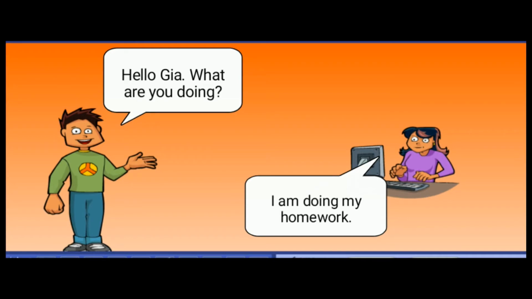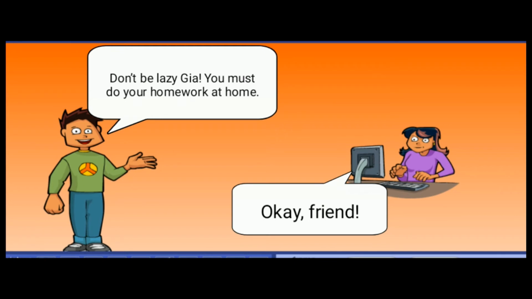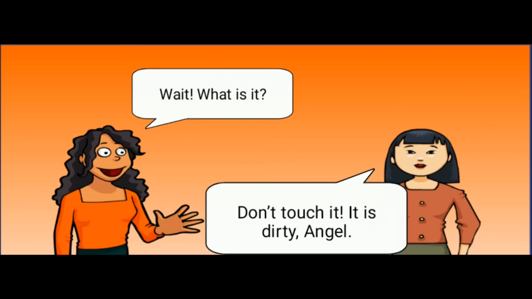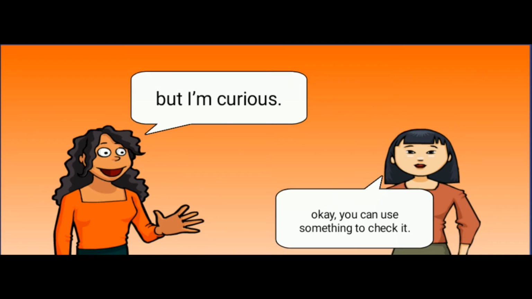Prohibition. Hello, Gia. What are you doing? I'm doing my homework. Don't be lazy, Gia. You must do your homework at home. Okay, friend. Prohibition. Wait, what is it? Don't touch it. It is dirty, Angel. But I'm curious. Okay, you can use something to check it.